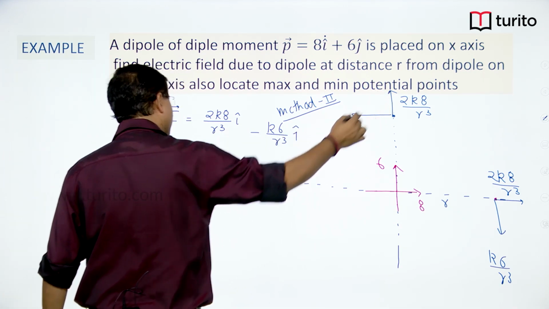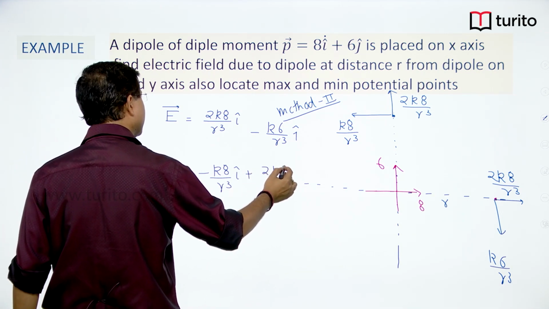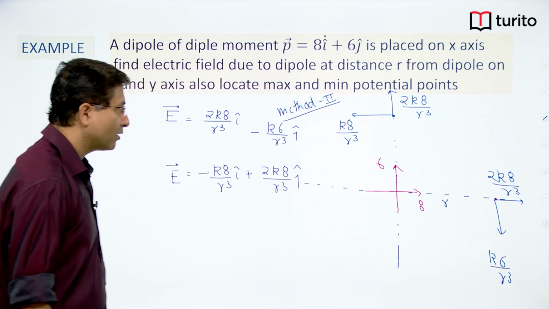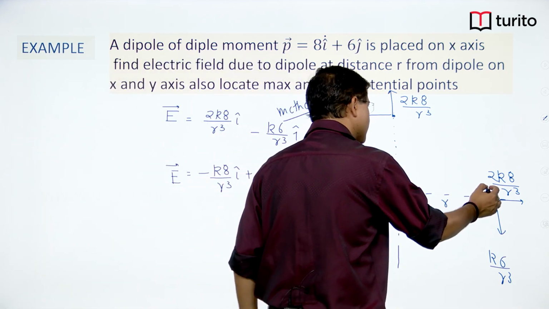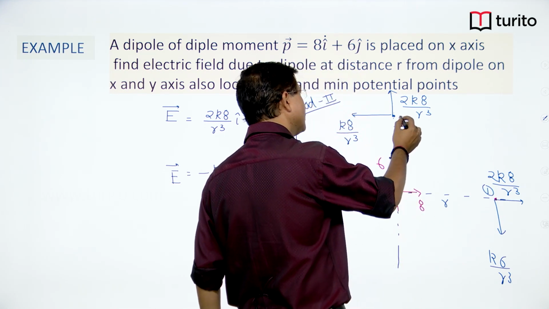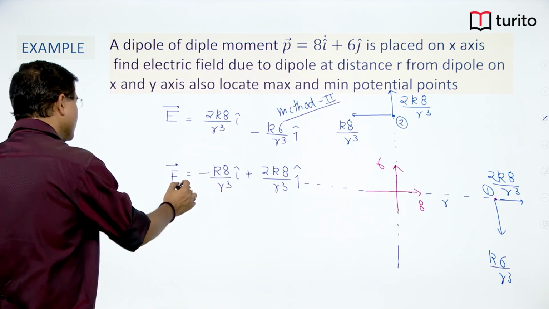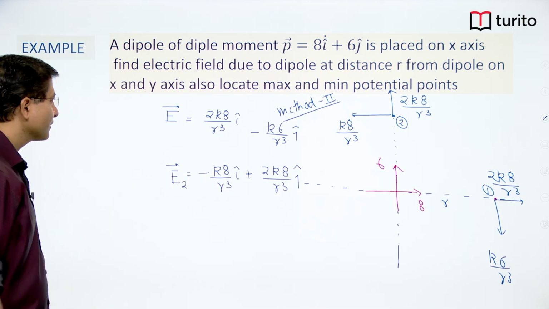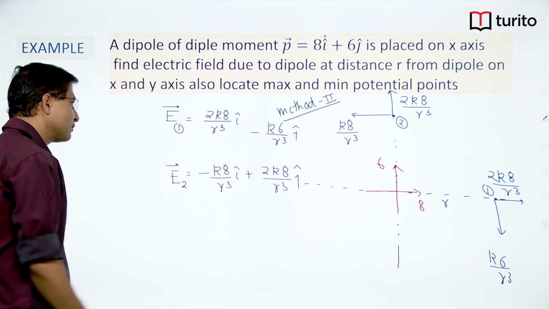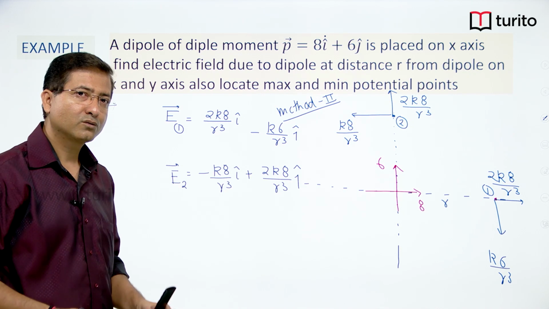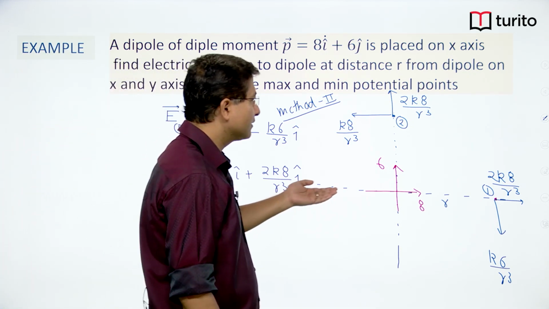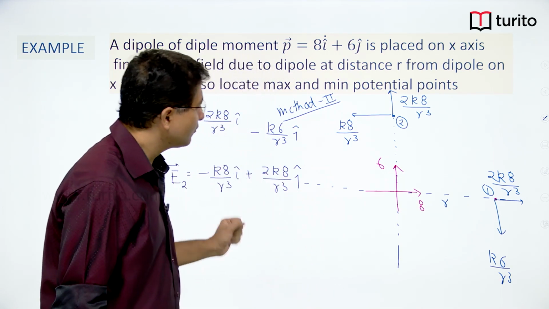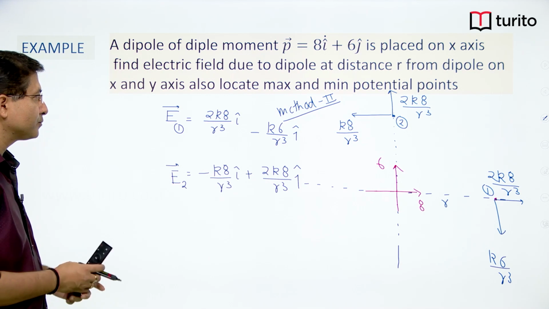Now I am going to write this one. That is 2K8 divided by R cube J cap. Let's call it 0.1, right. So this is 0.1 and this is 0.2. The field at 0.2 is in vector form this way and the field at 0.1 in vector form this way. So the easiest thing you can do is resolve the components and find the field. Let us take one more example, then it will be more clear.